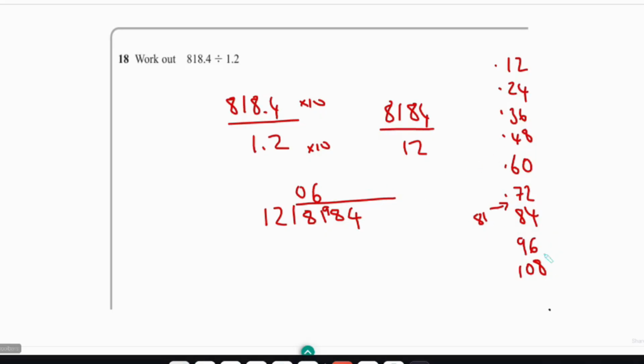So 98 would be here. I've got 1, 2, 3, 4, 5, 6, 7, 8. Remainder 2. 12 into 24, 2. The final answer here is 682.